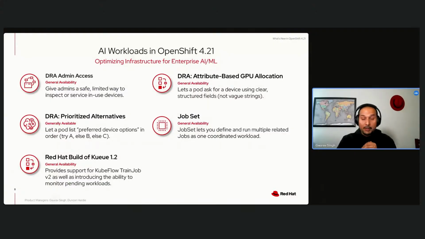Another DRA feature is attribute-based GPU allocation. Now, a user can declare what devices like GPU they want to use based on the attributes of the GPU versus the name, model, and type of the GPU. Another feature is around JobSet that we are GAing, or general availability. JobSet is a group of jobs that share a common life cycle. Another important feature is around Red Hat build of Kueue. In there, 1.2 is getting released, and we are supporting Kubeflow Trainer v2. Thank you. Next slide, next presenter.